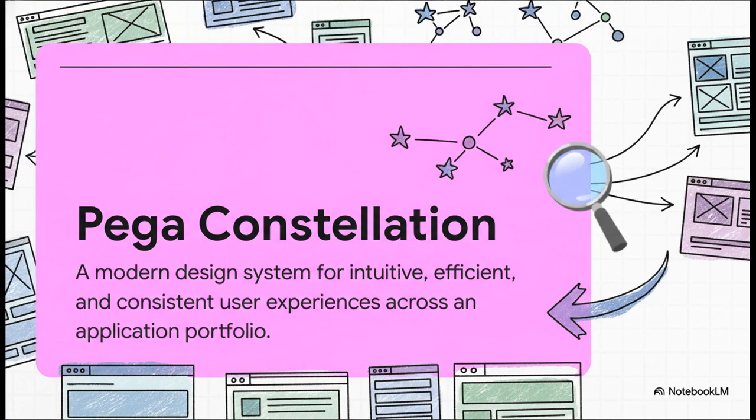You know, at its core, Pega Constellation is a whole philosophy for building things that are intuitive and efficient. But the real secret sauce is in that last part, across an entire application portfolio. This isn't about making one screen look nice. It's about creating one single, unified experience, no matter which app or which part of the system you're in.